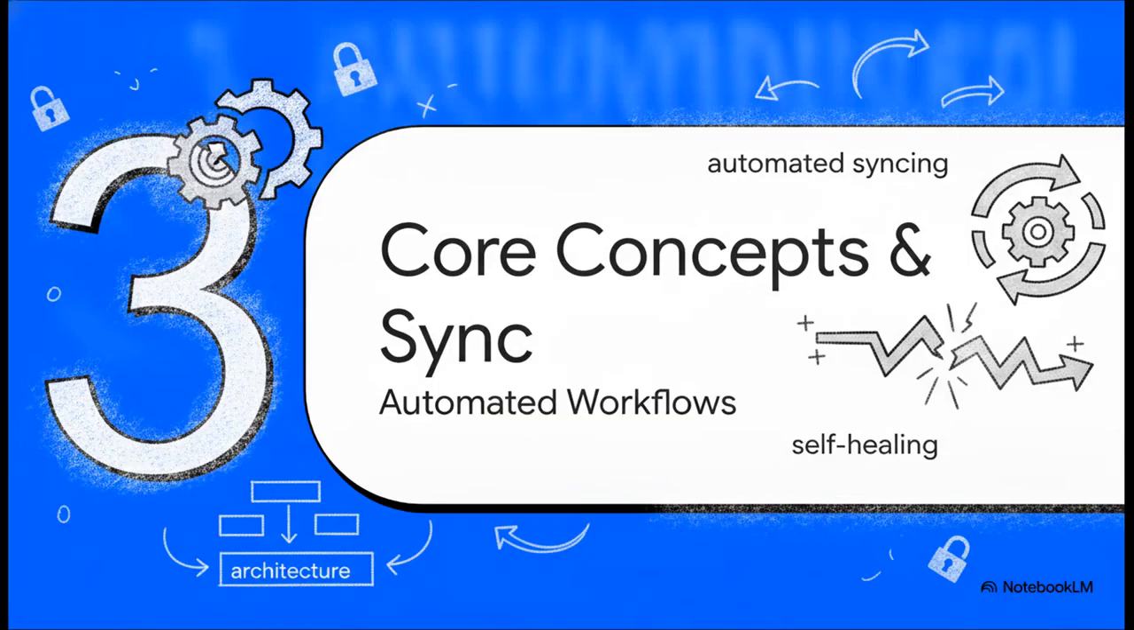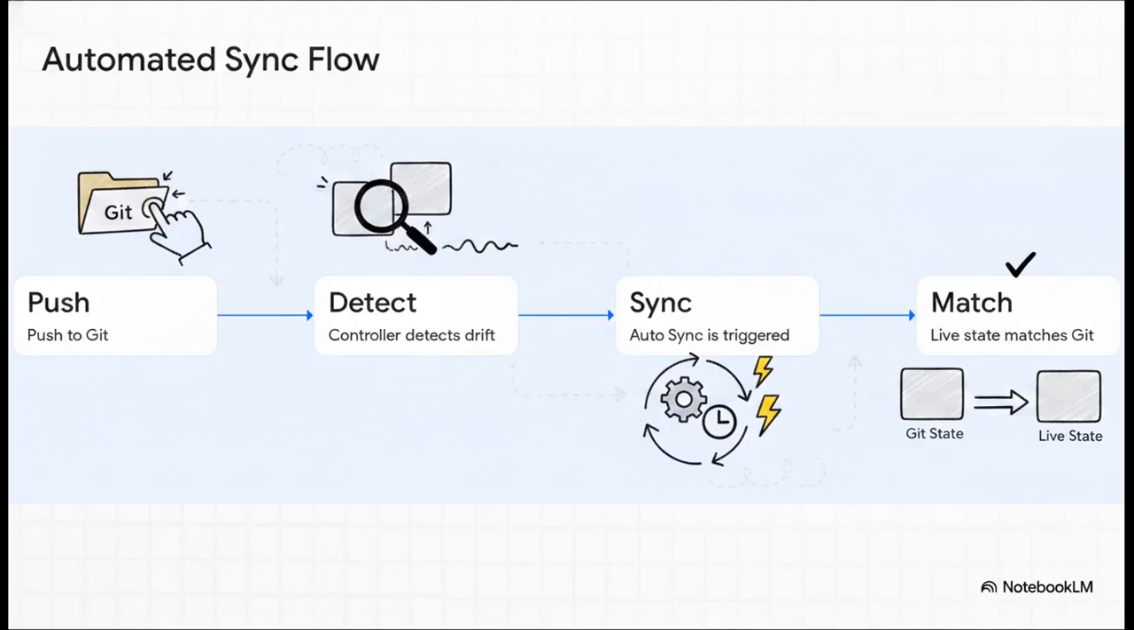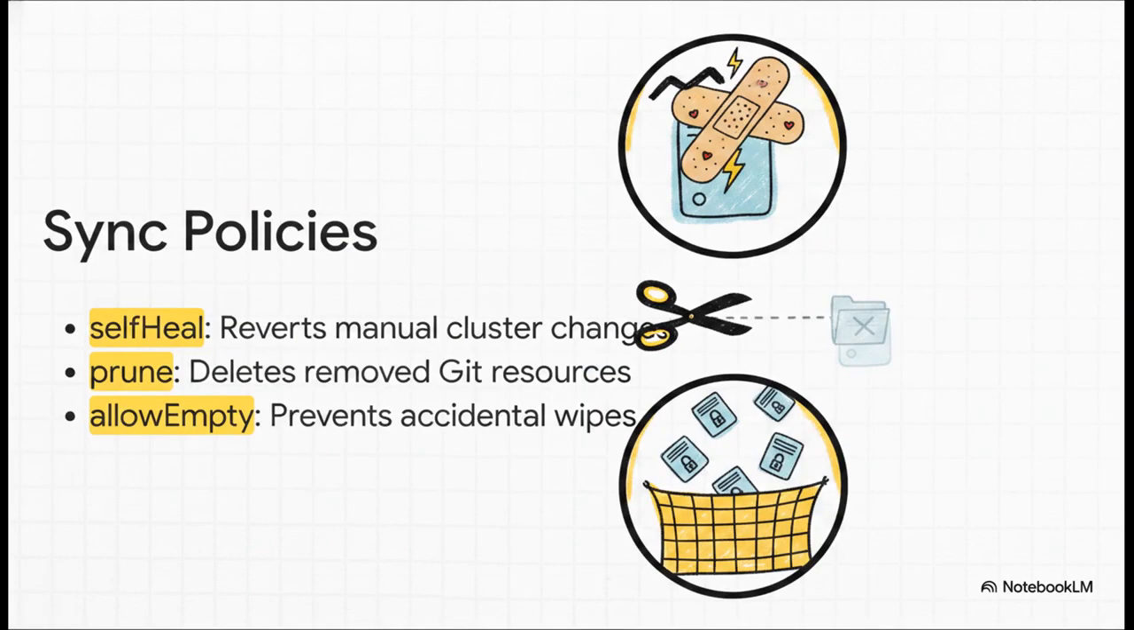That brings us to Section 3, core concepts and syncing. With the engine running, let's look at Argo CD's true superpowers, automated syncing and self-healing. When automated sync is flipped on, the flow is just beautifully simple. Step 1, you push a change to Git. Step 2, that application controller we just mentioned immediately spots the drift. Step 3, an auto-sync is triggered right then and there. And Step 4, your live state is instantly corrected to match Git. It's almost like magic. But you still have incredible control over how this syncing actually behaves.